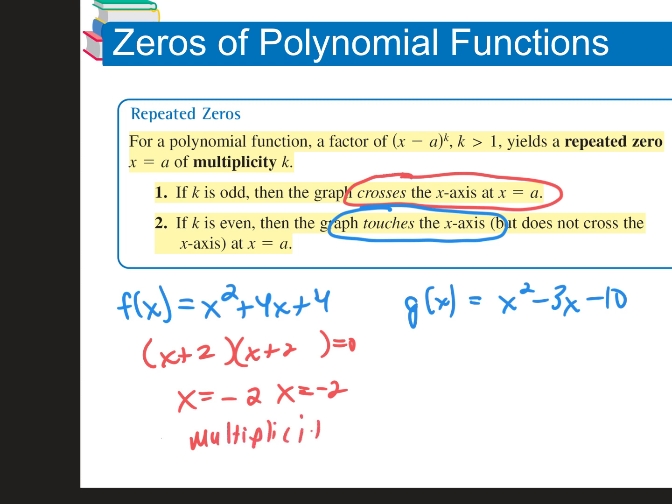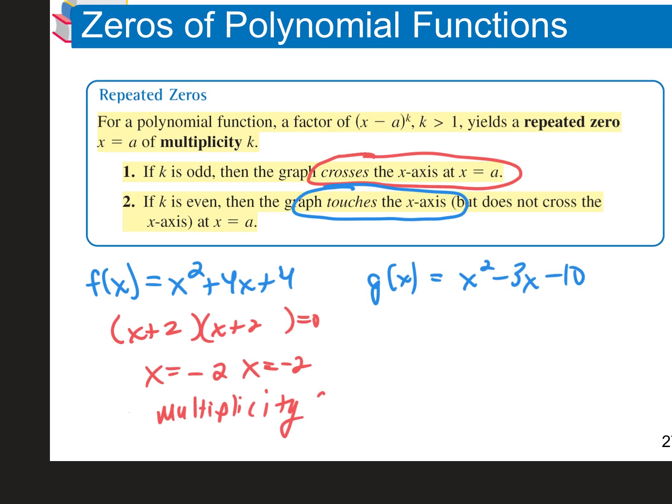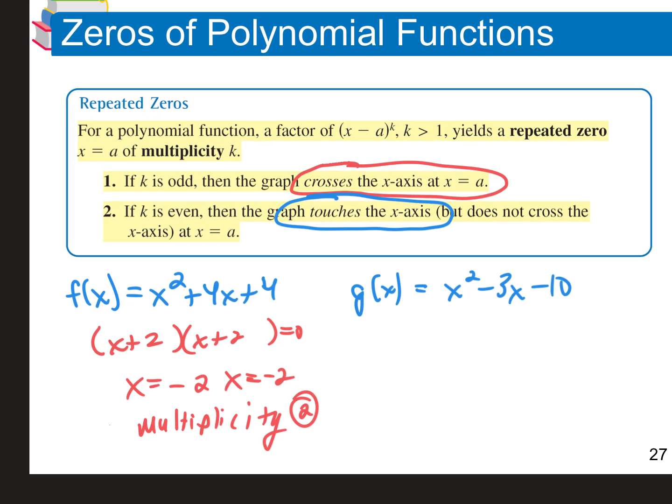When you have the same answer 2 times or 3 times, you have what's called multiplicity. How many times do you have this one? 2. Is that an even number or an odd number? Even, okay? So over here, if you were to factor this, what times what's going to give me a negative 10 when I multiply, but a negative 3 when I add? Right? Negative 5 and plus 2. So you get x equals 5 and x equals negative 2. How many times do you have each of those? Once. So there's no multiplicity there.